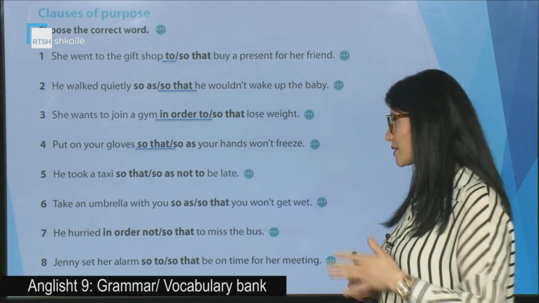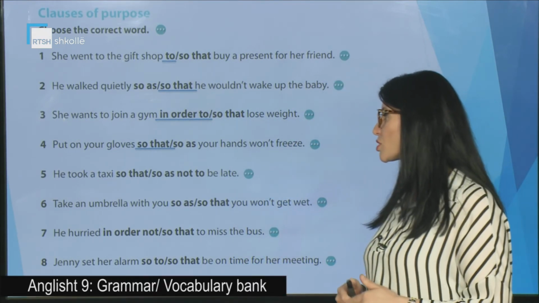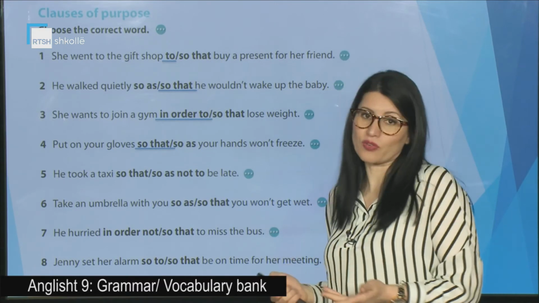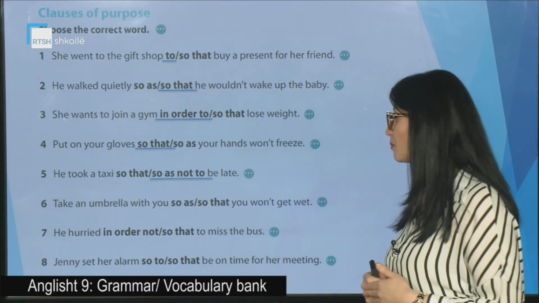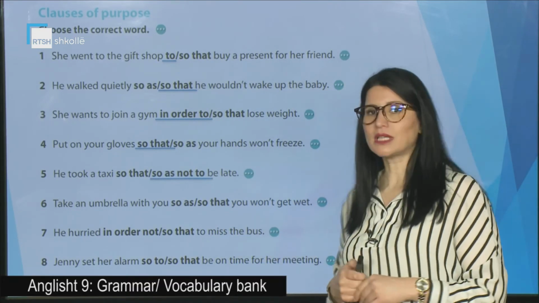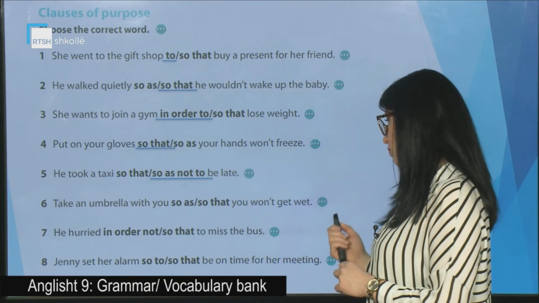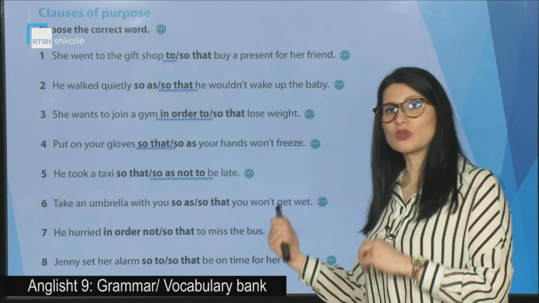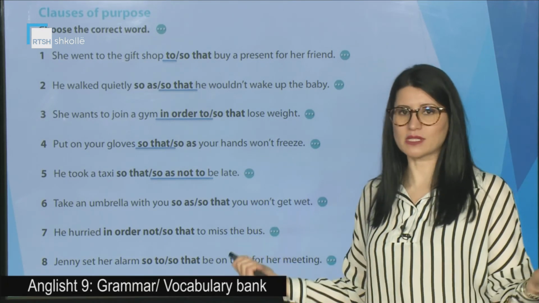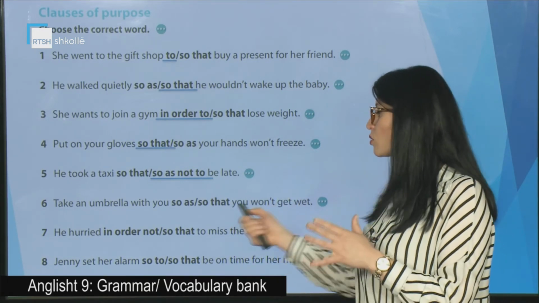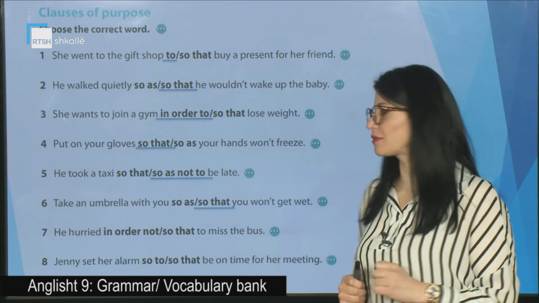He took a taxi so that be late or so as not to be late. Of course, it is so as not to be late. Take an umbrella with you so as you won't get wet or so that you won't get wet. So as we have said, when we have a clause, we use so that.